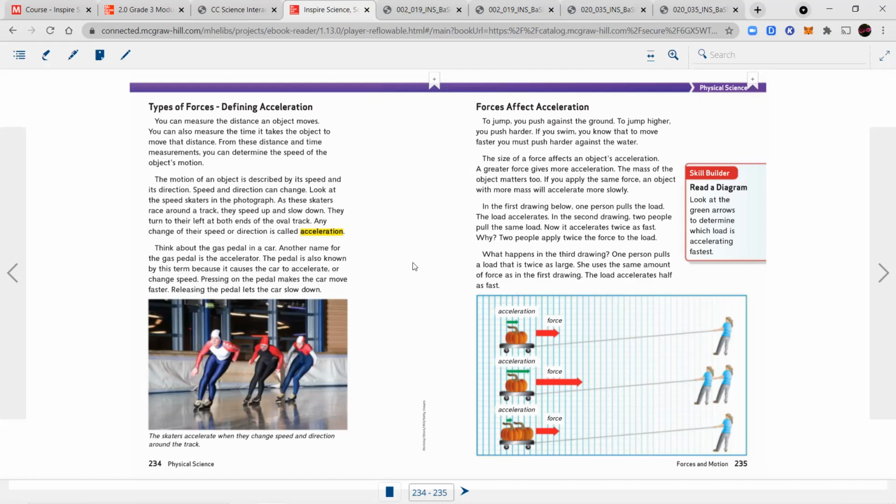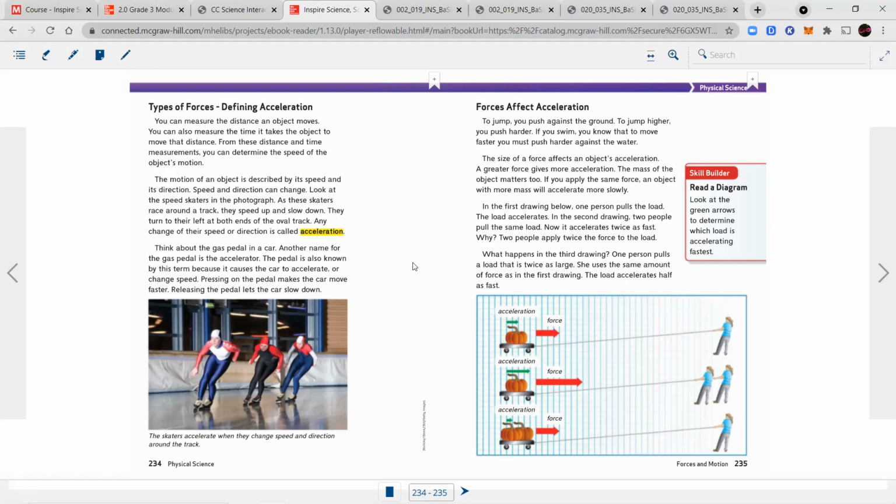Look at the speed skaters in the photograph. As these skaters race around the track, they speed up and slow down. They turn to their left at both ends of the oval track. Any change of their speed or direction is called acceleration. Think about the gas pedal in a car. Another name for the gas pedal is the accelerator.